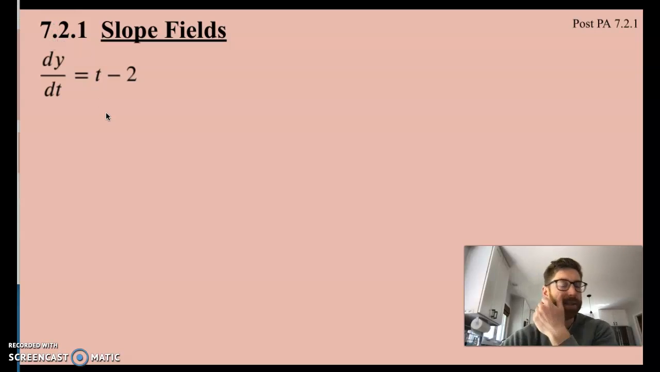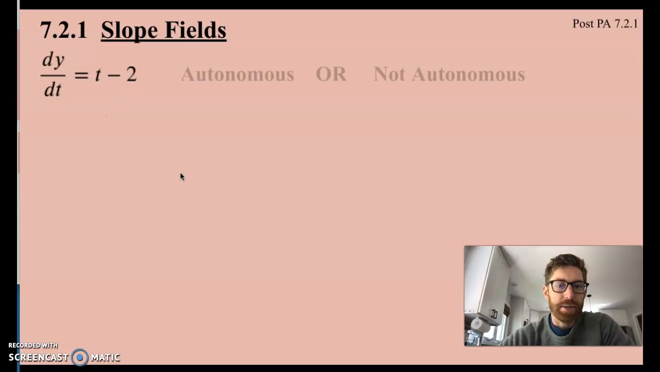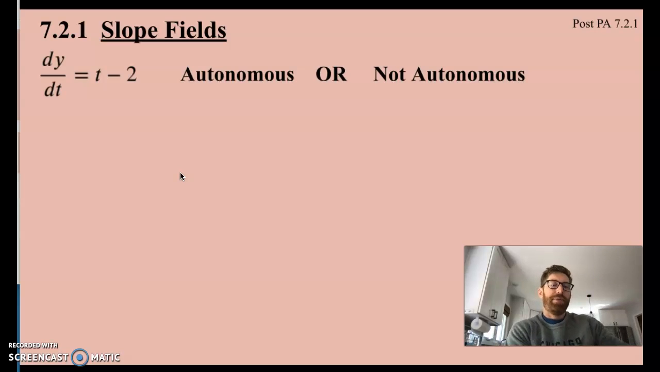7.2.1 slope field. So we gave you dy/dt equals t minus 2. So we're saying the derivative of y with respect to t. The first thing we have to decide is whether this is going to be an autonomous function or a non-autonomous function.